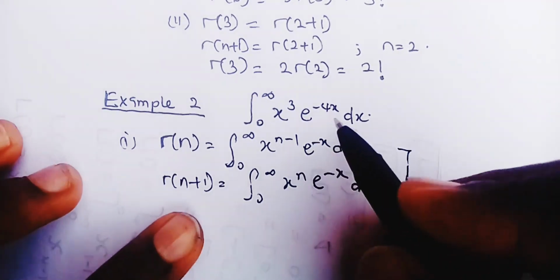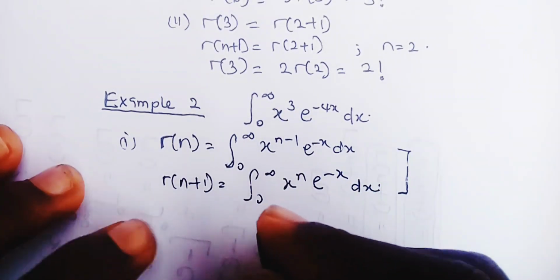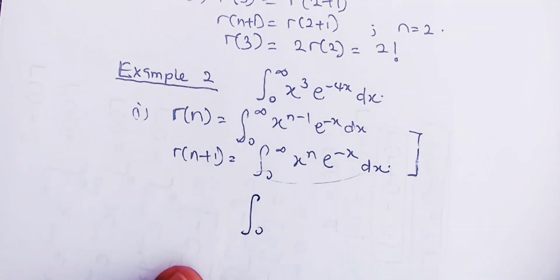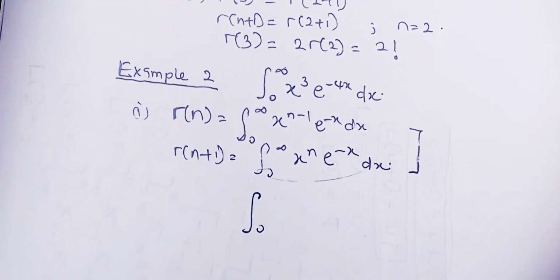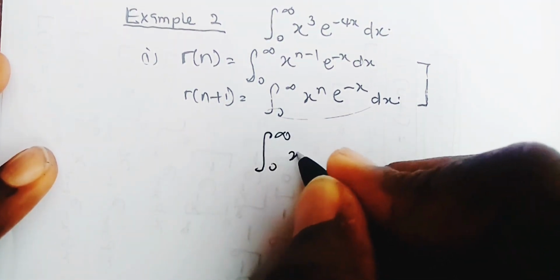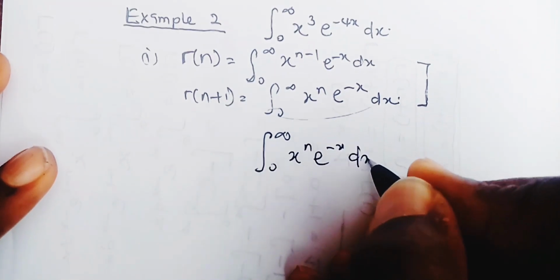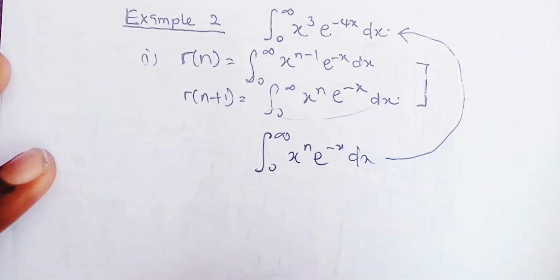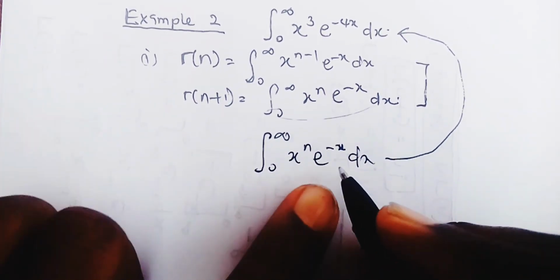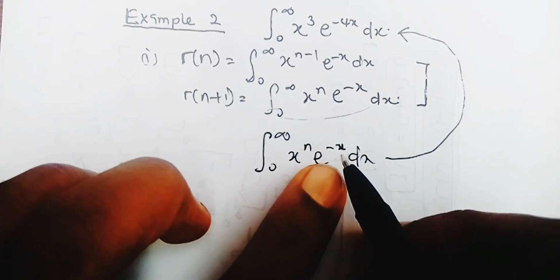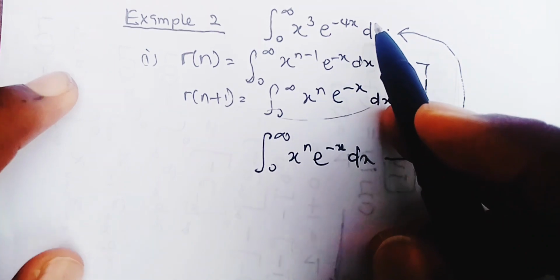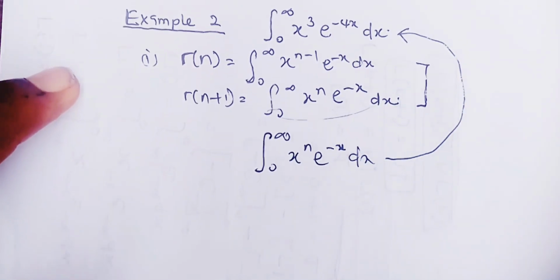So now if you look at the second representation, which says gamma of n plus 1 is the integral from 0 to infinity of x raised to power n exponential minus x dx, and compare it to the question we are given, you see that they are a lot different. Why are they different? Because the exponential here has just minus x, but this one has exponential of minus 4x. So we can't actually use the gamma function directly to solve it, but there is one thing we can do.